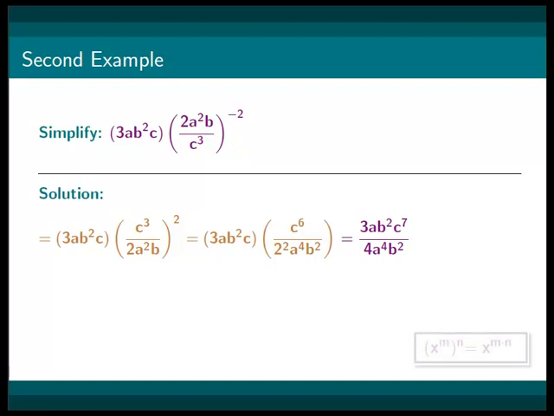Now we will multiply them using exponent laws to come up with 3ab squared times c to the power of 7, all divided by 4 times a to the power of 4 times b squared. Our last step will be to simplify and get a result of 3 times c to the power of 7 divided by 4 times a cubed. So, in conclusion, our answer will be 3c to the power of 7 divided by 4a cubed.